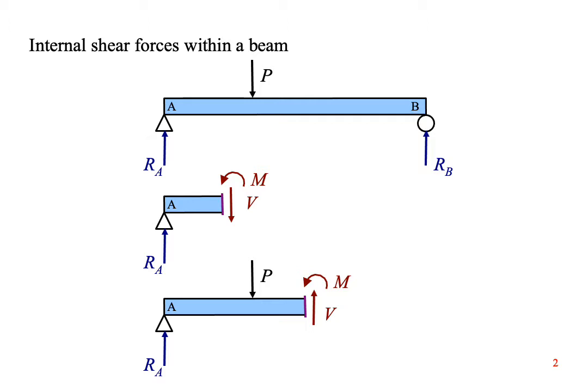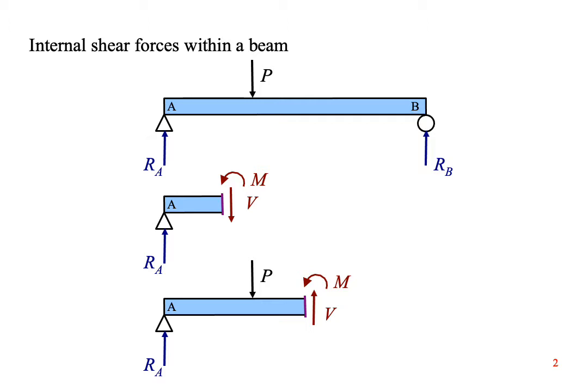If all we had were the two forces, then the segment of the beam would want to rotate. To counter this rotation, there must be a moment at the slice. We'll call this moment M. In this beam, M equals V times the distance to point A.